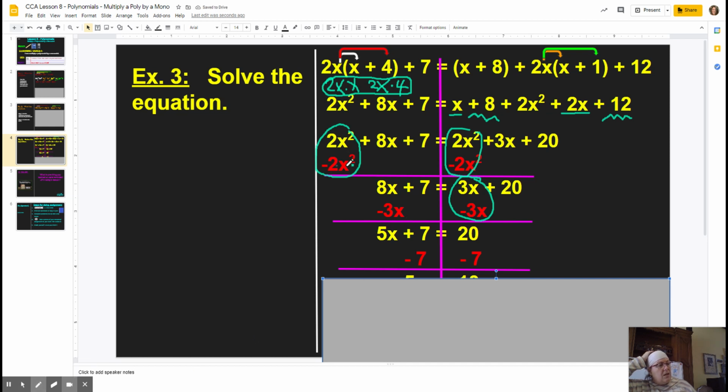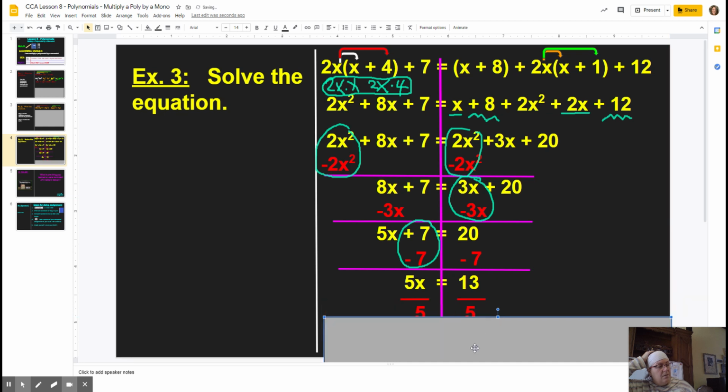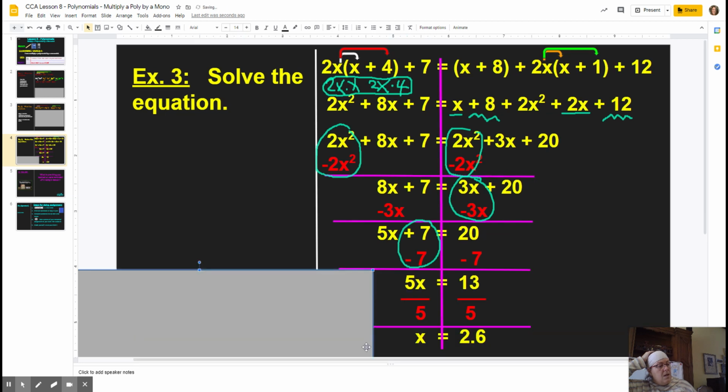So once you get that x squared up here eliminated, the rest of this is actually very similar to what we've already done this year with solving equations. So then on the left, I've got 5x, and then on the right, I've got 13. And then we know that when we have a number next to a variable, it means to multiply. So to undo that, we're going to divide. So in this case, get that box out of the way. In this case, our solution would be x is equal to 2.6.